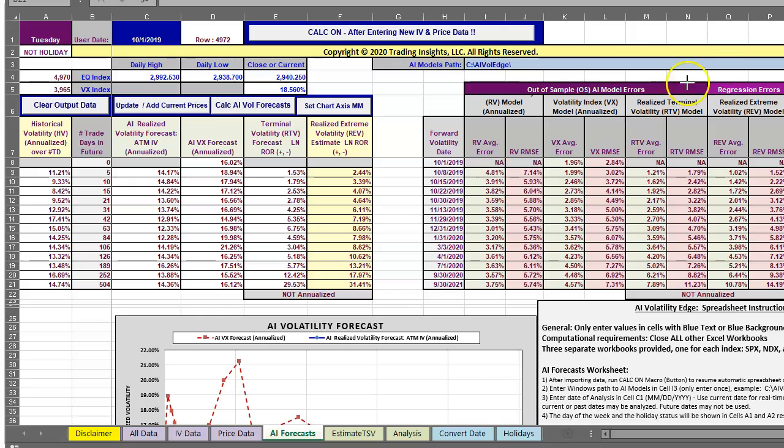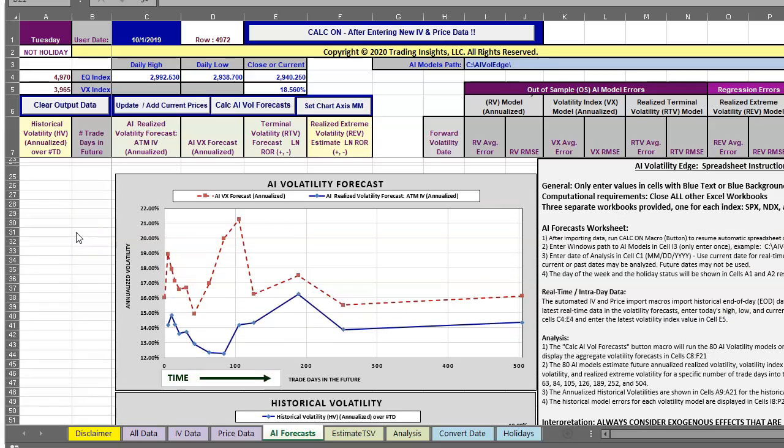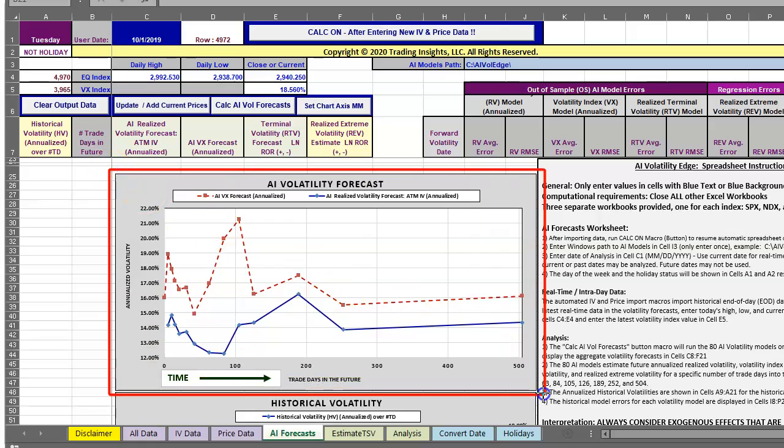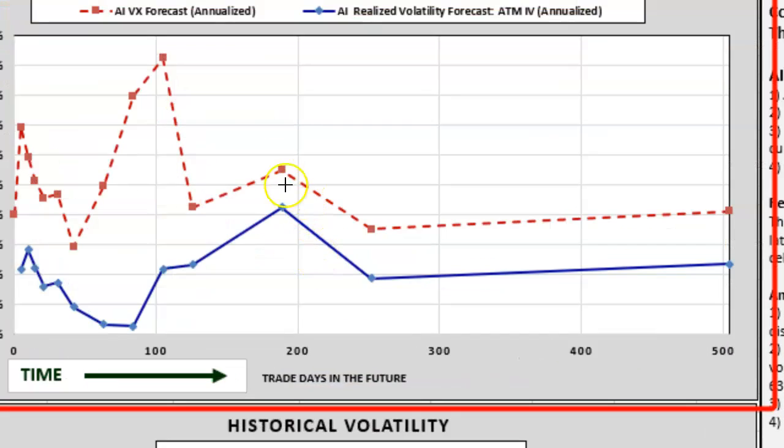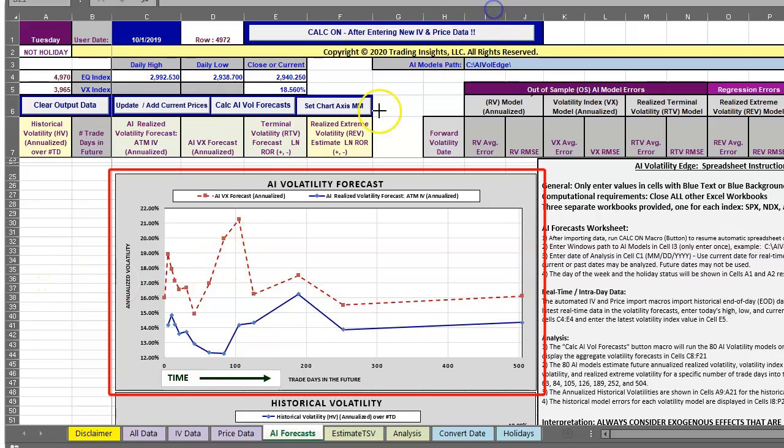So in addition to the tabular data, which is available, we actually also look at graphical data, which is in many cases easier to understand. So in this case, we actually have the volatility forecasts for the volatility index in red, and we actually have the at-the-money implied volatility forecasts in blue. The historical volatility is also presented in graphical format, so let's take a look at that next.